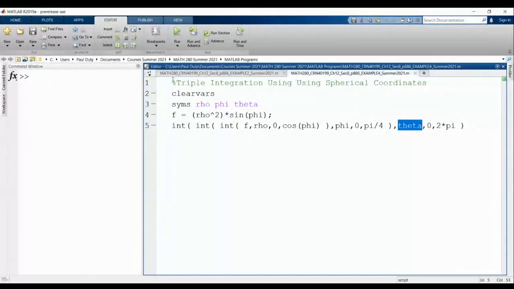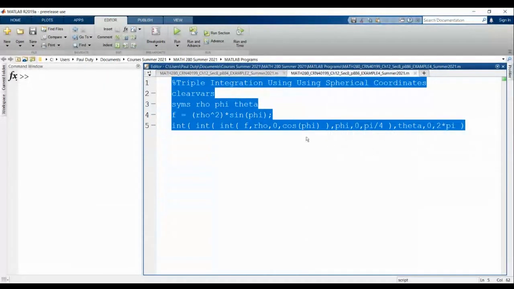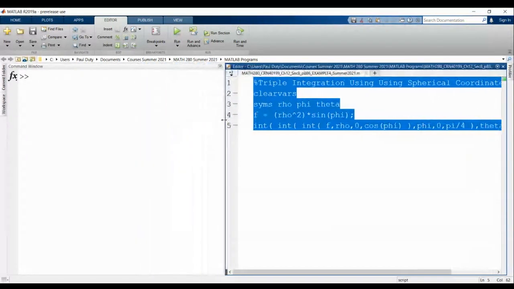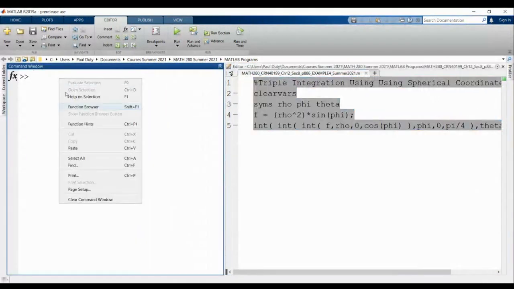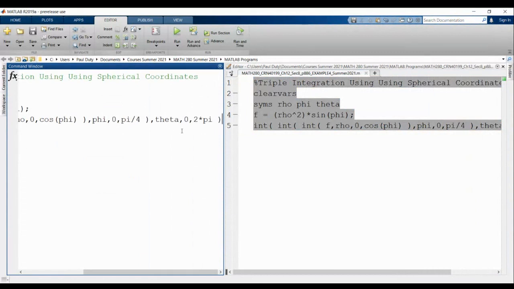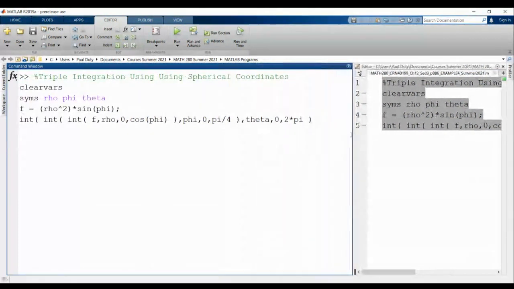Okay, well, let's see if we get pi over 8. I'm going to copy this. And I'll give myself a little space here. Paste it in the command line. It's just the way I have my view. But there it is. I'll hit enter. Oh, wow, look at that. Pi over 8.